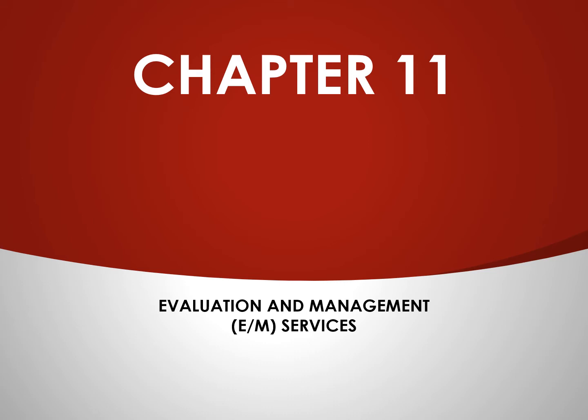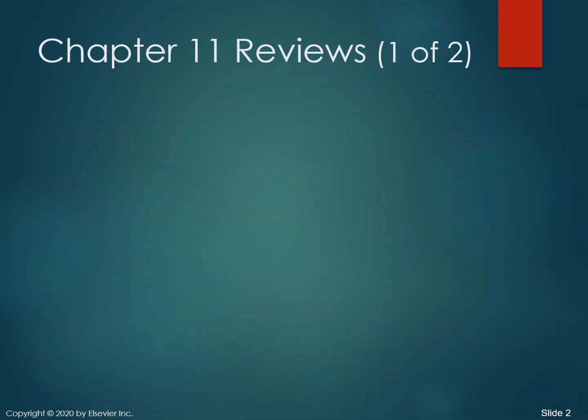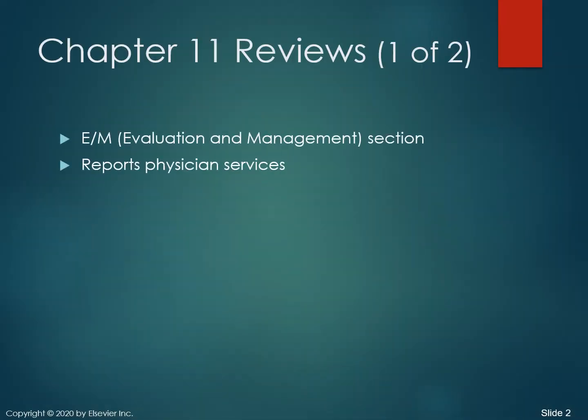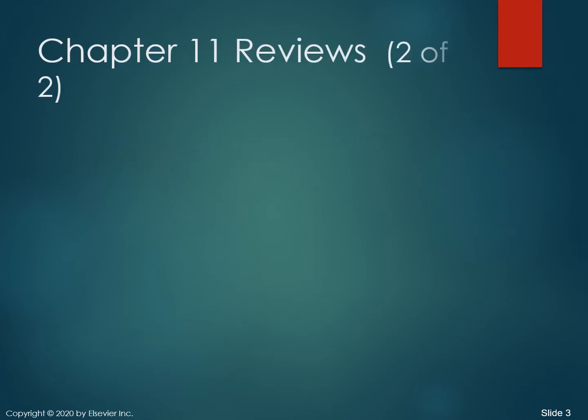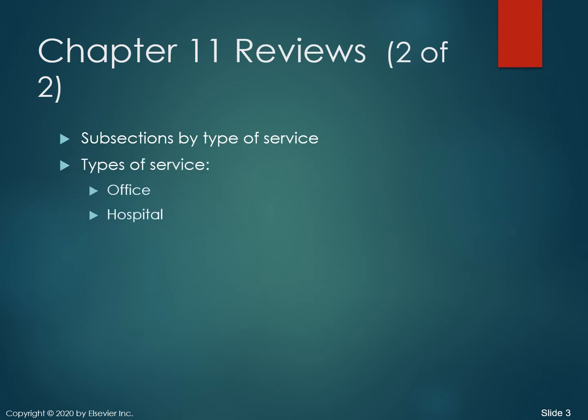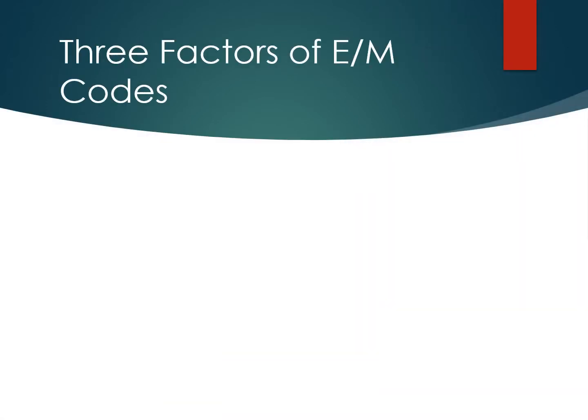Today we're going to talk about chapter 11 from the step-by-step book, and that chapter covers evaluation and management. The evaluation and management section is divided into subsections by type of service, and type of service could be office, hospital, or others. There are three factors of an evaluation and management code, and place of service is one we need to take into consideration.